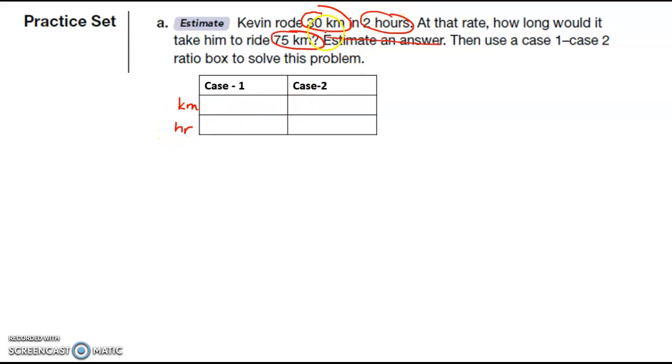Now there's several different ways you can do this. This is how they've asked us to do this, but if you have a different way, that's fine. So he rode case 2, 30 kilometers in 2 hours, and then we have 75 kilometers. It says how long, so we need to know hours, okay? So here we have 30 over 2.